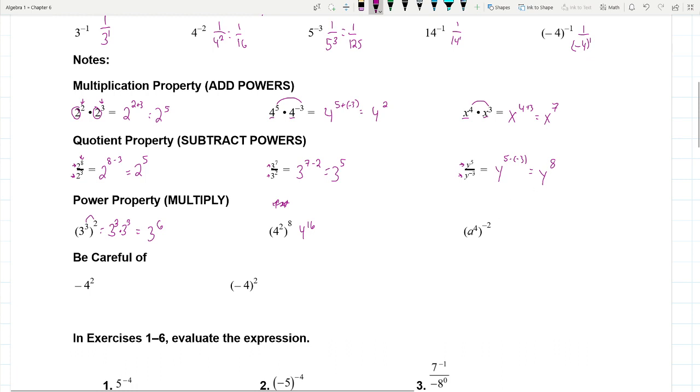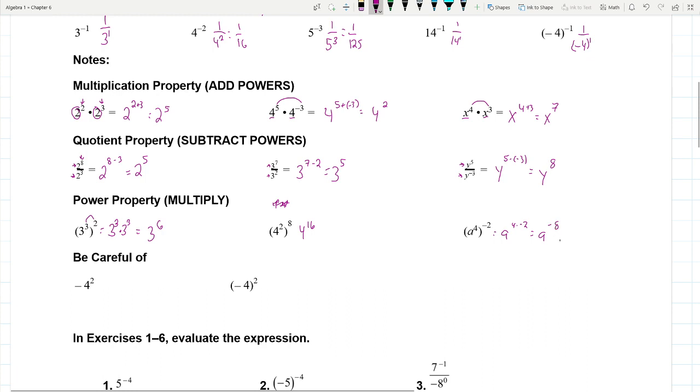All right. Now we do the next one. a to the 4th raised to the negative second power. And what that gives us is, this is a 4 times negative 2, so 4 times negative 2 gives me that a is negative 8.